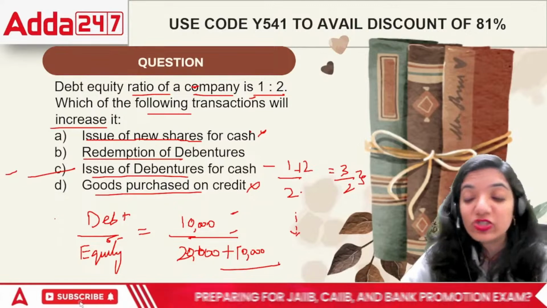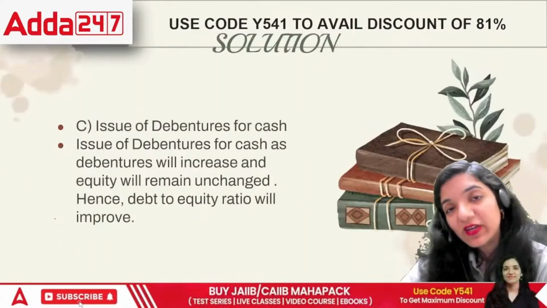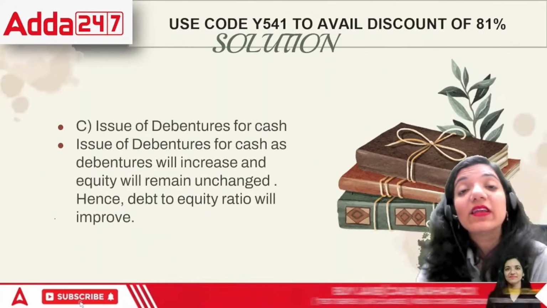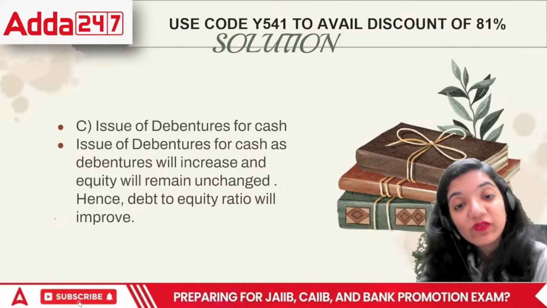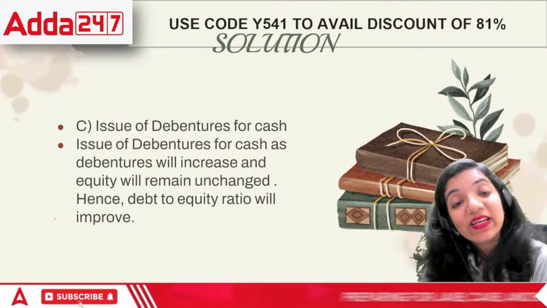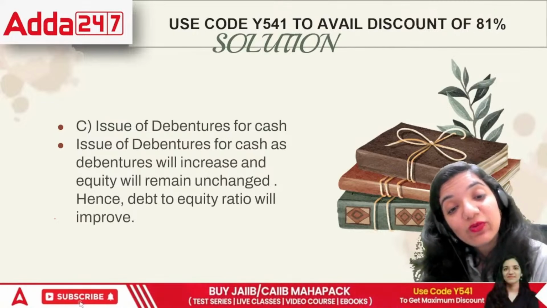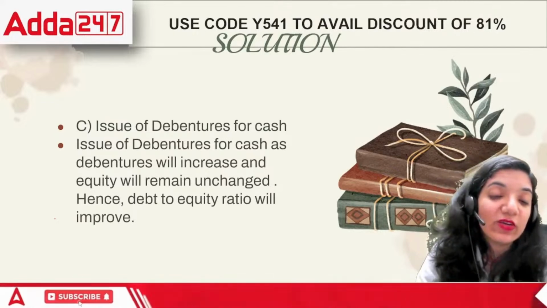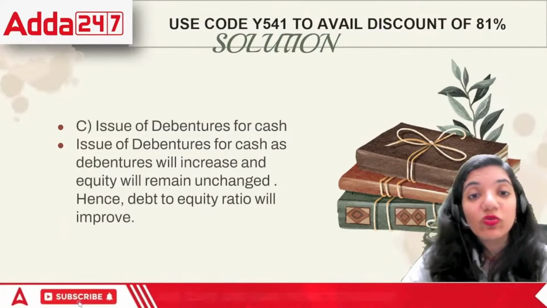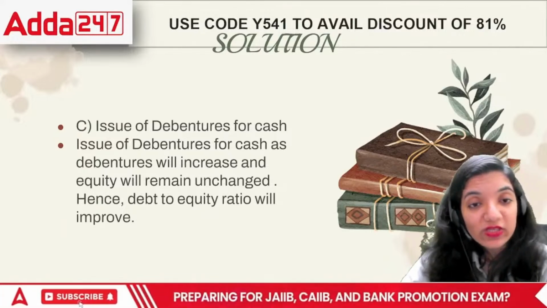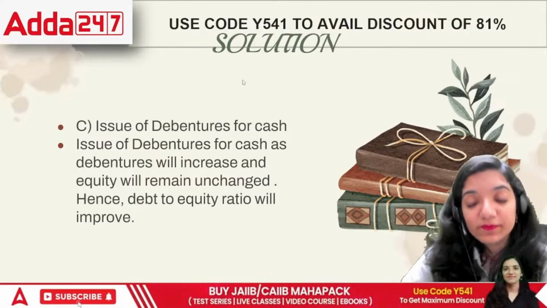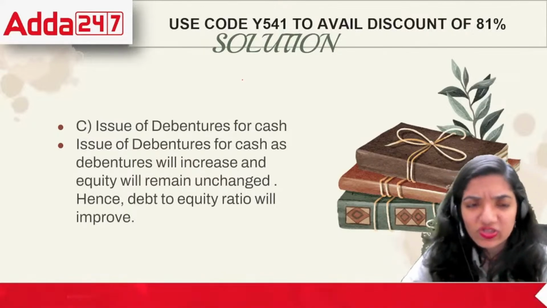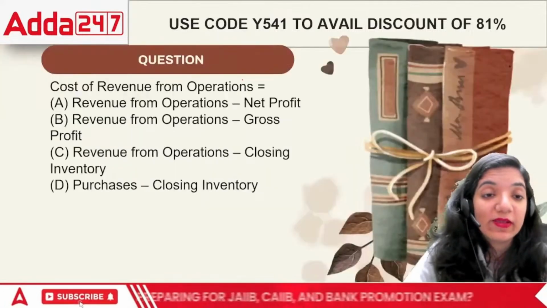While redemption means we are paying off the debt, whatever debt we have, if we pay it off, then technically the ratio will be completely changed. So with issue of debentures for cash, debentures will increase, and equity will remain unchanged because equity is the owner's funds. The owner's funds do not change. There is a change only and only in the funds of the debentures.